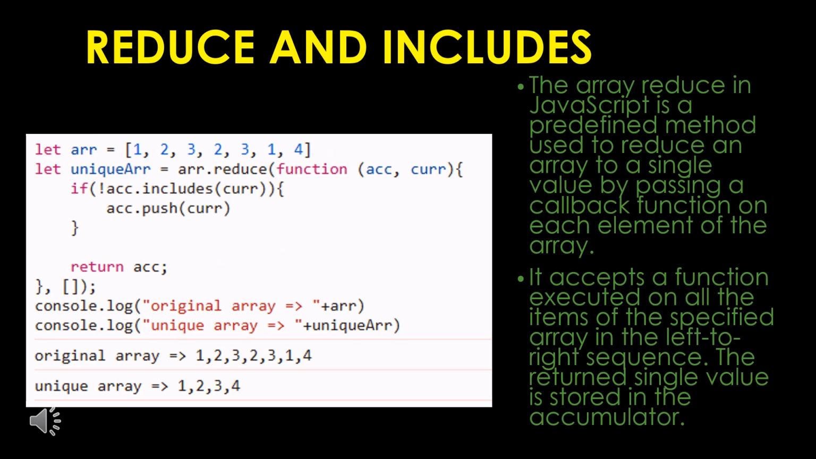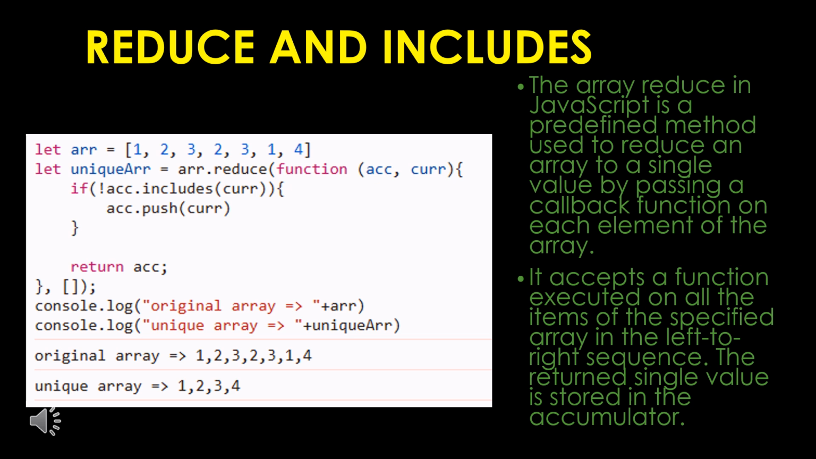We can also use reduce and includes, both the same type as forEach. So the array reduce in JavaScript is a predefined method used to reduce an array to a single value by passing a callback function on each element of the array. So it accepts a function executed on all the items of the specified array in the left to right sequence. The returned single value is stored in the accumulator.